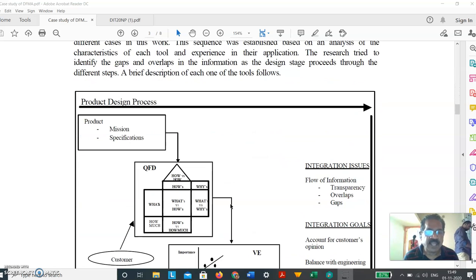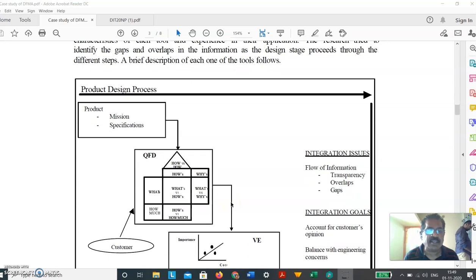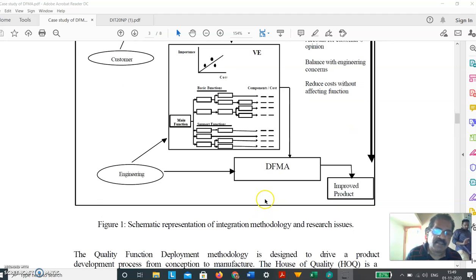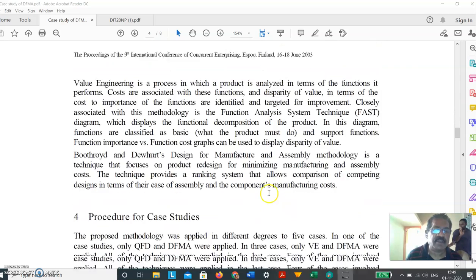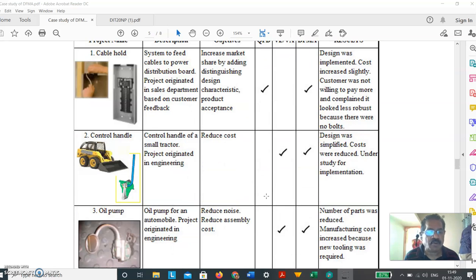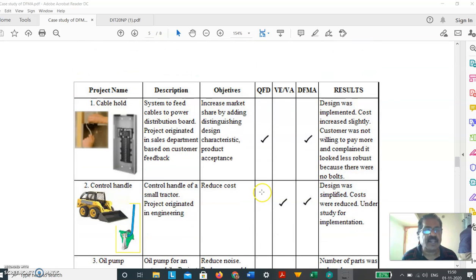Now, they have tried to do an integration model here. This is a standard quality function deployment diagram where you try and find out what the parameters are which play a role in making the design. Then the value engineering, and finally we have the design for manufacture and assembly. Since we are more concerned with the DFMA process, we will straight away jump onto the DFMA part of this case study. There are 5 cases. Now let us look at it.